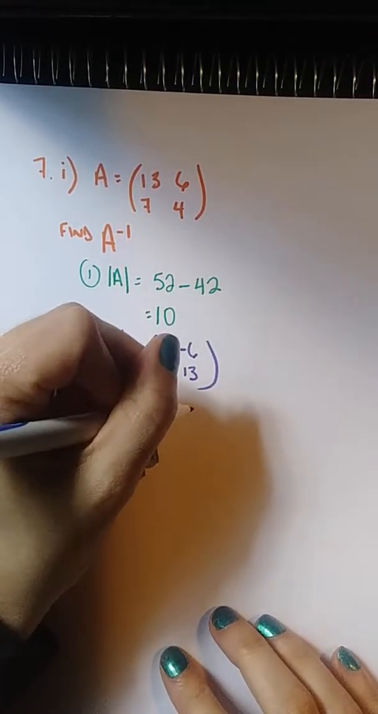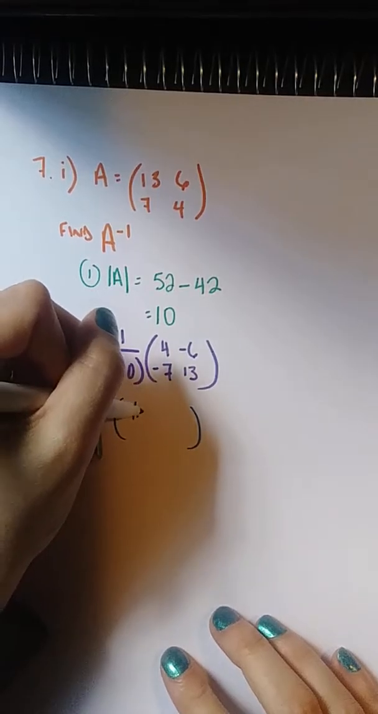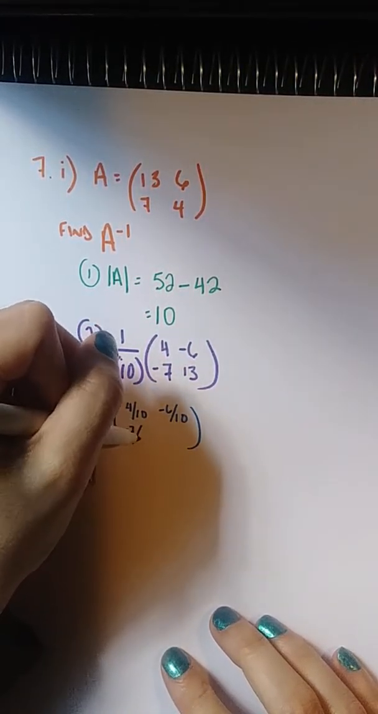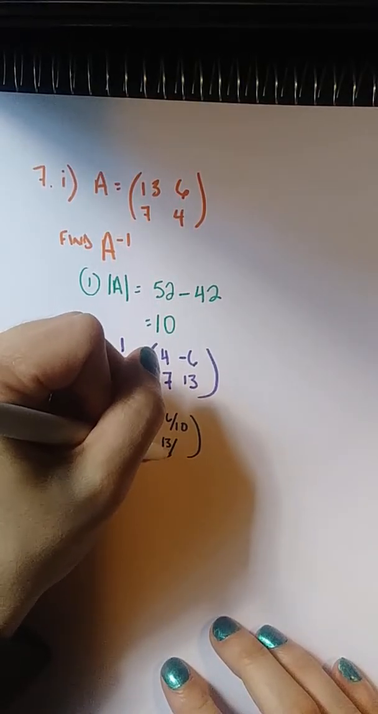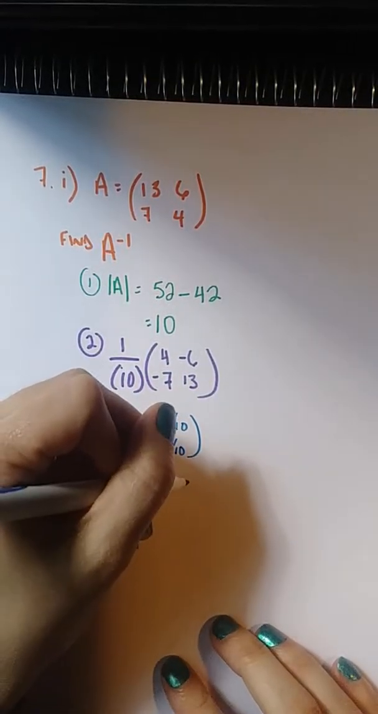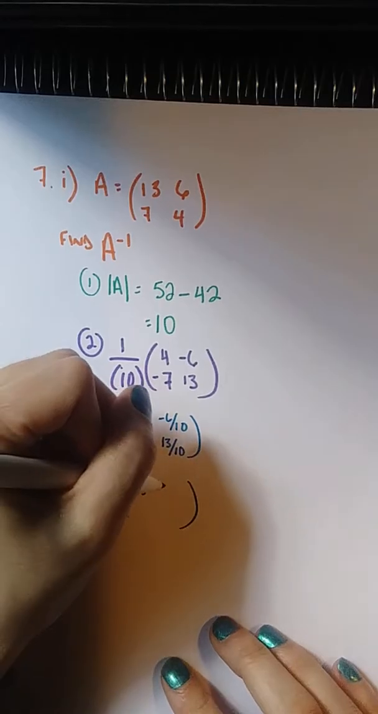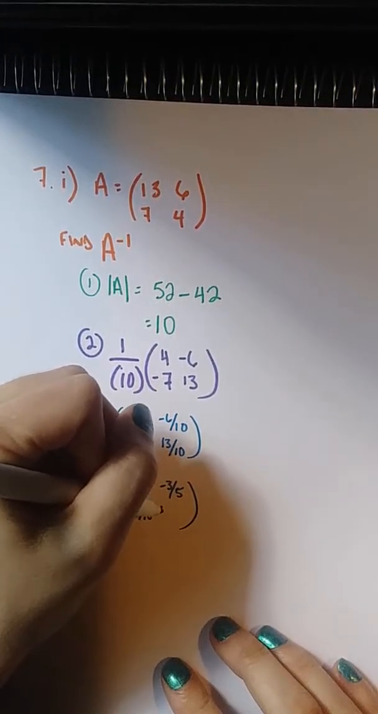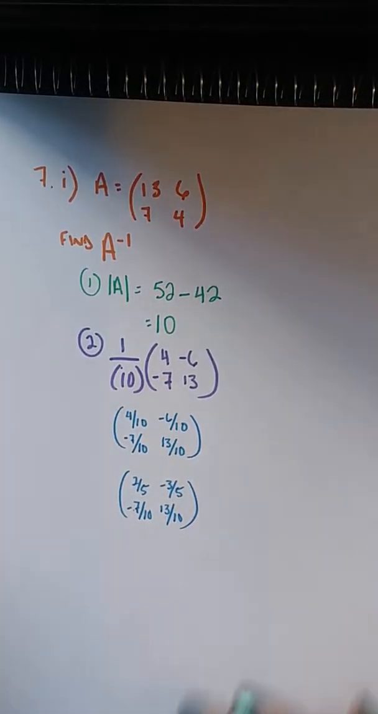So we have 4 over 10, -6 over 10, -7 over 10, and 13 over 10. And we can simplify this if we want to. We have 2 over 5, -3 over 5, -7 over 10 can't reduce, and 13 over 10 can't reduce. So this would be our simplified form of our inverse. That's it for part I.